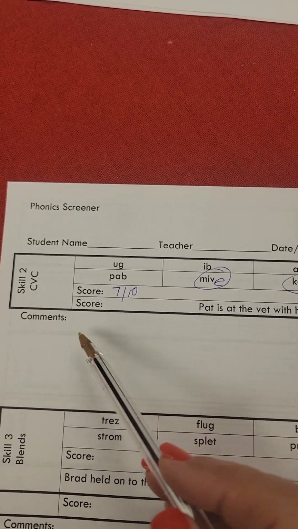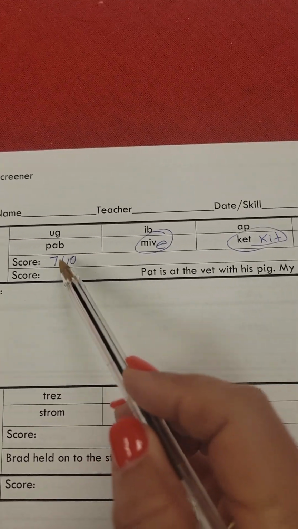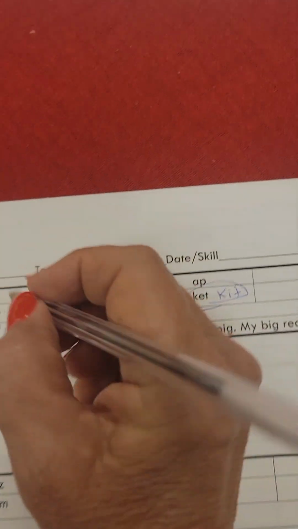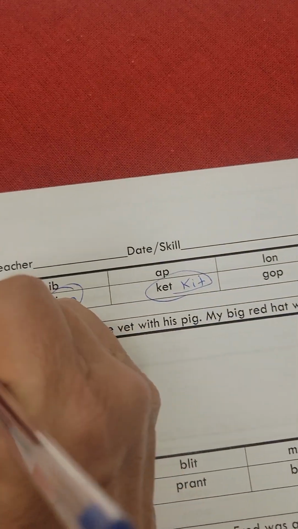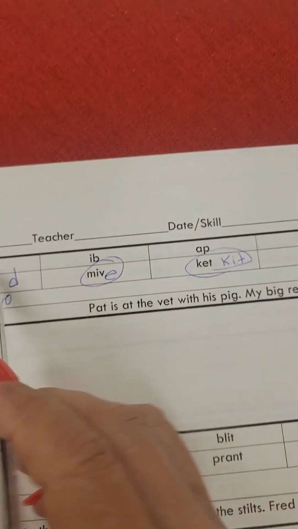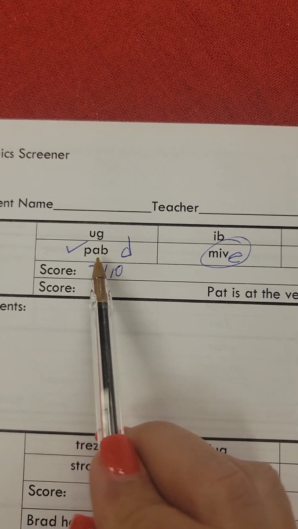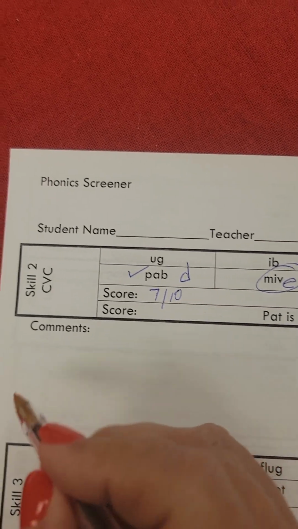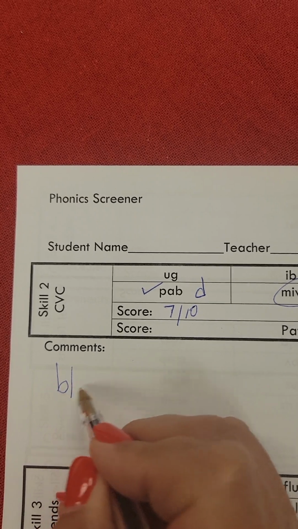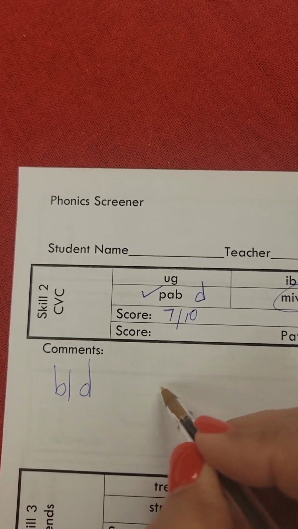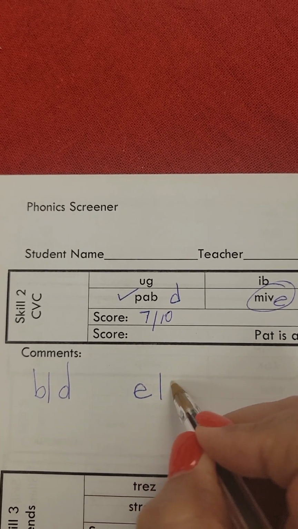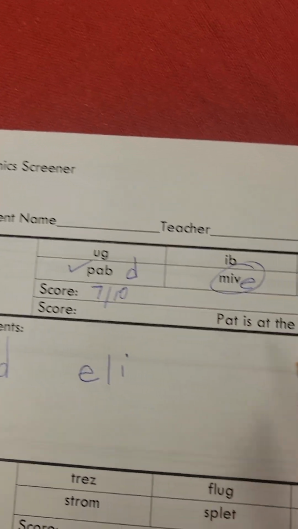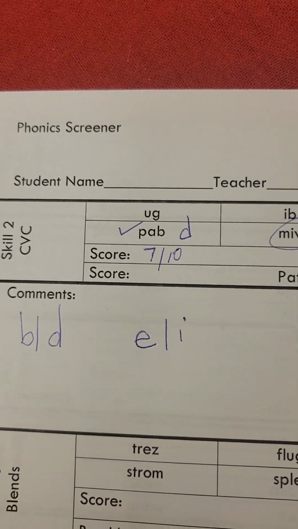If you want to write down, let's say, for example, they said pad instead of pab. I'm going to put a D, but I'm going to check this off that they know this, because you can see they know the rule. It's still a short A sound, but they're getting their B's and D's mixed up. So in the comments, I would write B's and D's we need to work on, and short E and short I. And if there was anything for fluency, I could jot that down.